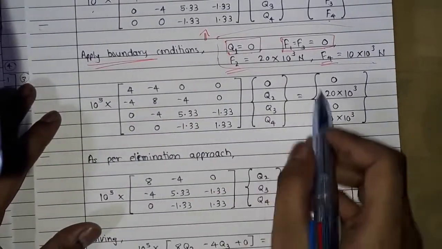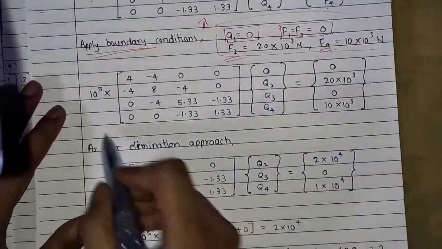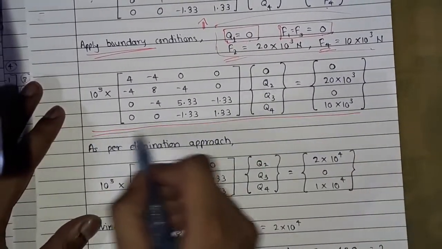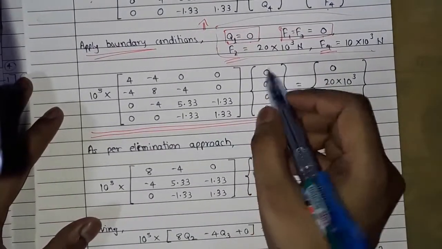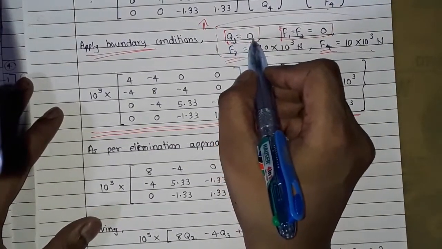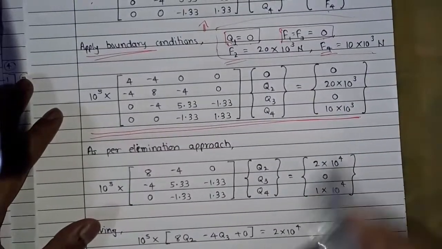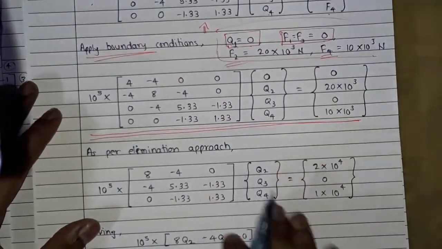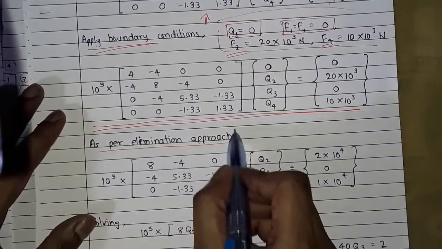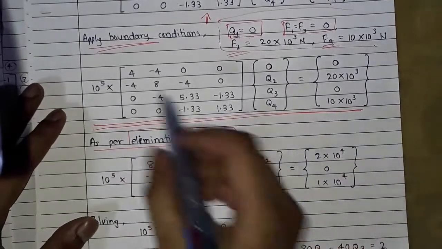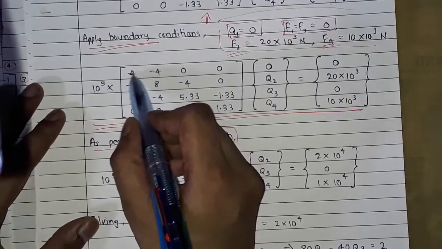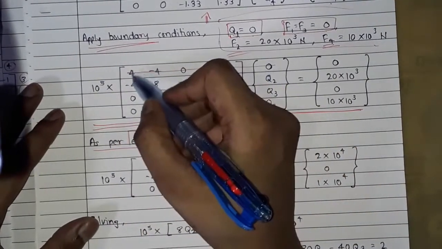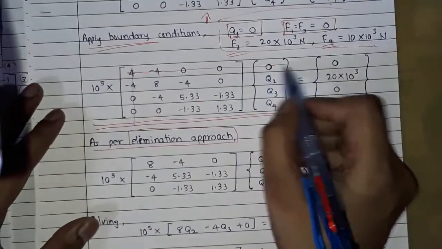After putting the values, we got this whole equation, as we can see here. Now, friends, see here, as Q1 is equal to 0, that is displacement at node 1 is 0, we will use the elimination approach, which means that in this equation we will eliminate the first row and first column.